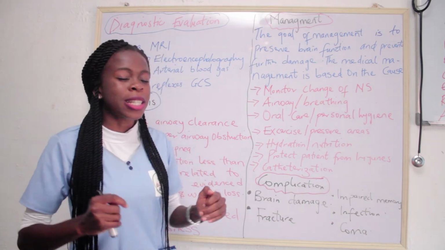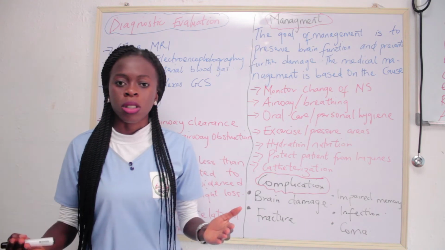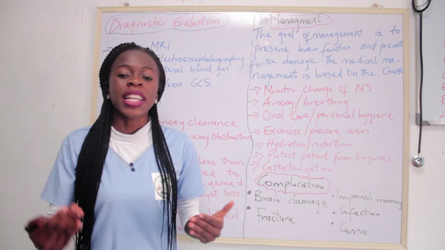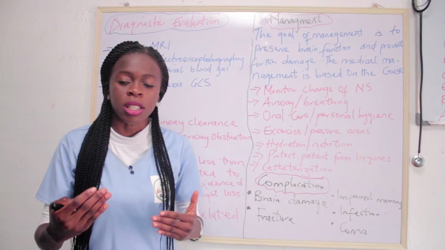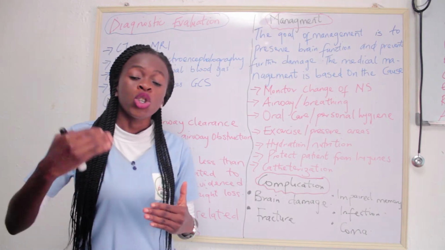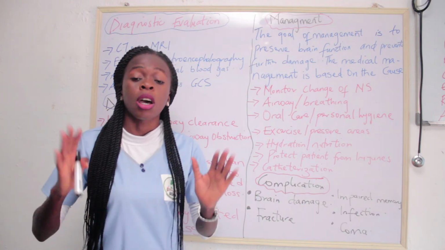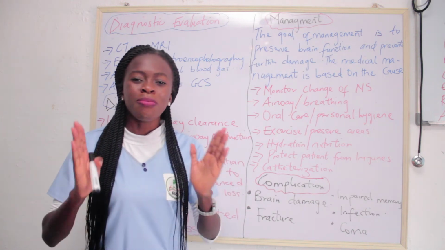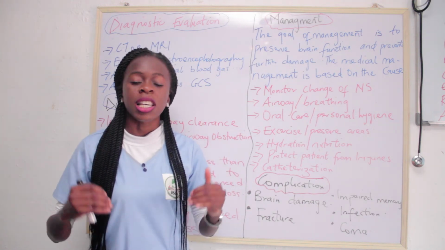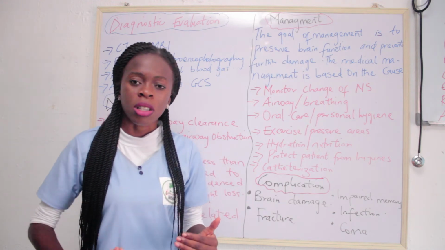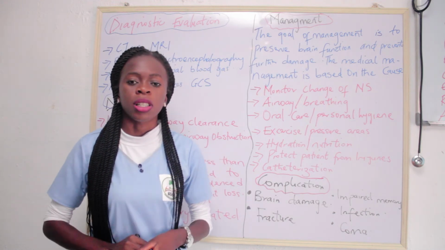The medical management is based on the cause. You don't just treat like that. You have to find out what causes this unconsciousness. From finding out those details, you will be able to know how to manage this unconscious patient properly. So the medical management for unconsciousness is based on what? On the cause of the unconsciousness.